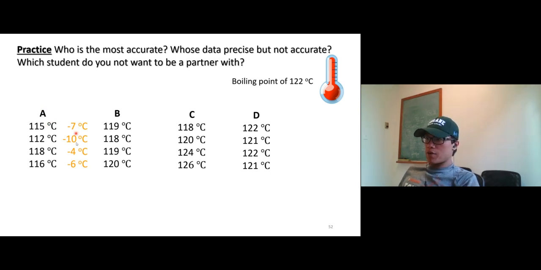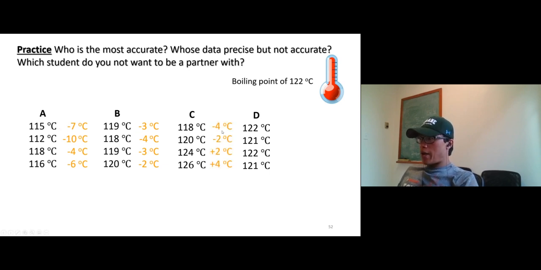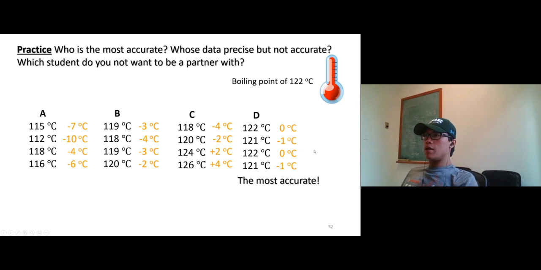which means the negative side. All right. Student B, same thing. Still kind of tilted to the left, so negative numbers, but better than student A. Student C, we have something kind of symmetrical, negative and positive, 4 and 2. And D is the most accurate, only slightly far off from the true value.